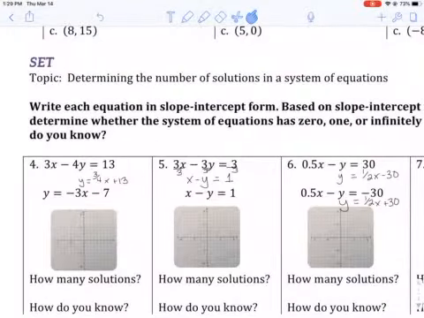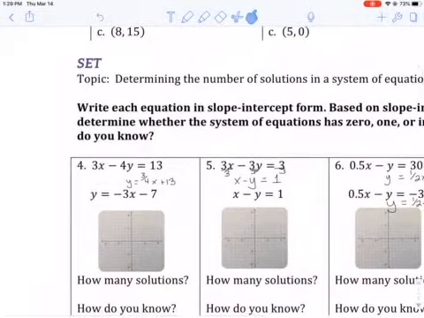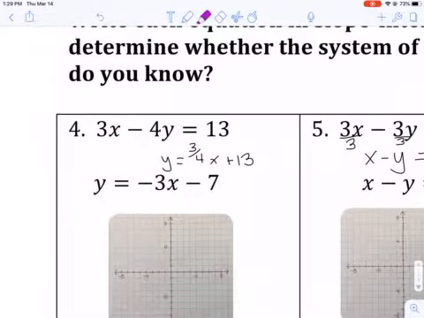Now what we're supposed to do is write each equation in slope-intercept form, and based on the slope-intercept form of each equation, determine whether they have 0, 1, or infinite solutions. And how do we know? Let's take a look at 4 here. You'll notice I already put the first equation in the slope-intercept form.